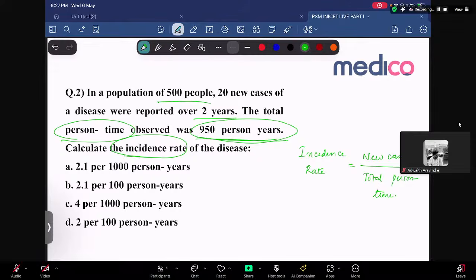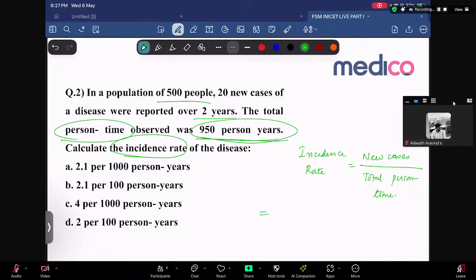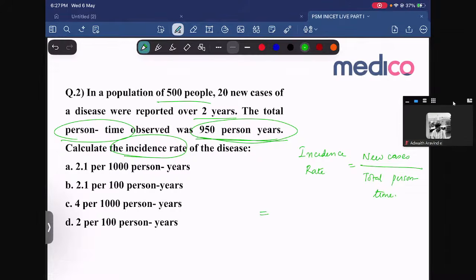So here we'll first do the answer. Here incidence rate is, how many new cases have they told you? New cases are how many? 20. So 20 new cases divided by 950 person years. That's the person time. So your answer would be around 0.02 if you do the calculation.